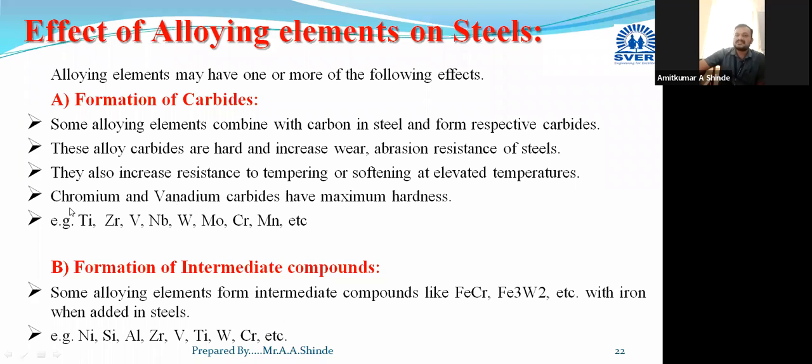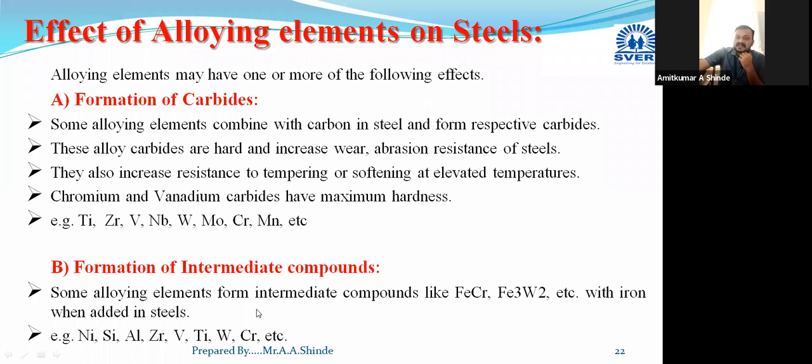And out of these, chromium, this is Cr, and vanadium, V. Their carbides, meaning chromium carbides and vanadium carbides, will give you maximum hardness. Okay, these carbides will give you maximum hardness. It means these two elements, chromium and vanadium, are the most effective elements from the carbide forming group. This is the first effect.